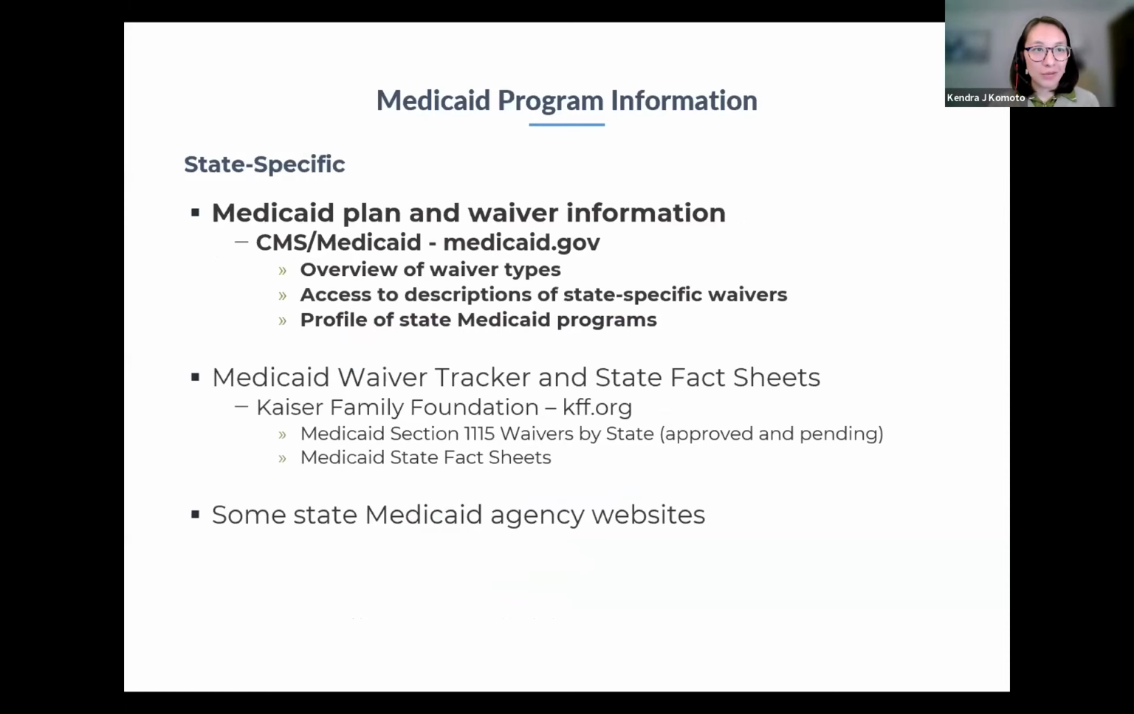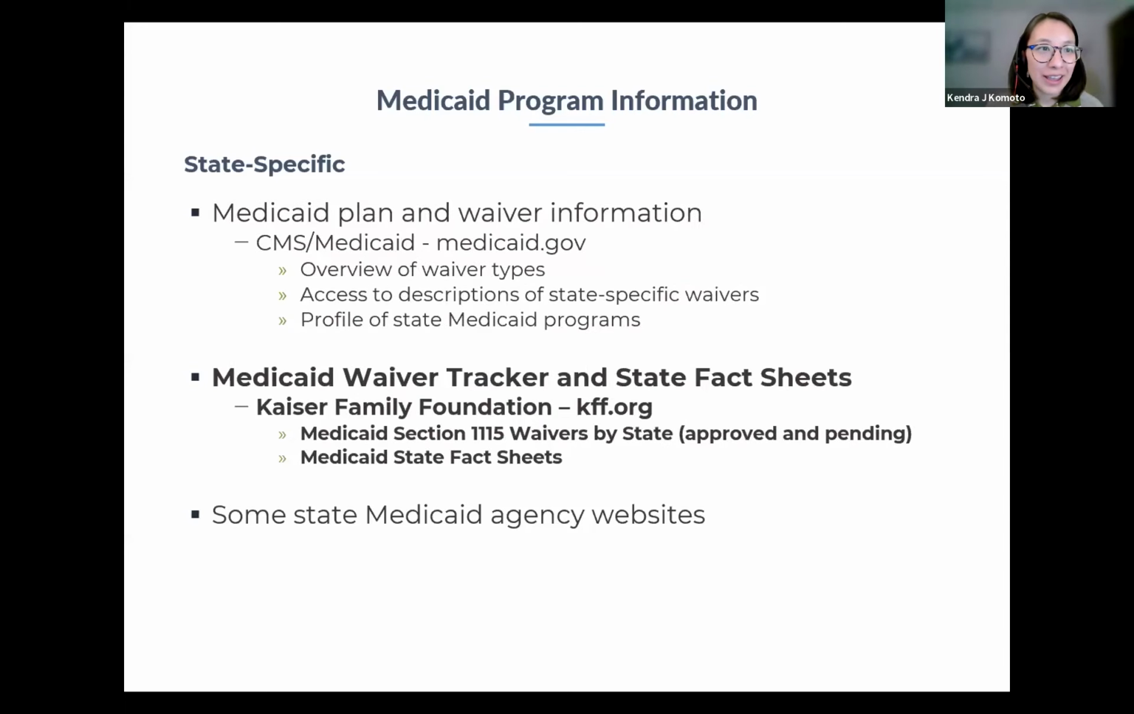Okay, so that was everything I was focused on for kind of high level program, national, federal Medicaid information. But as we've emphasized, it's really important to understand how states are administering the program. And I already talked about Medicaid.gov, but this is a place you can look to for an overview of waiver types, access to descriptions of state-specific waivers, a profile of state Medicaid programs. Again, you can pull program documents by looking at a state. So this can be a helpful resource when you're doing that kind of legwork to understand what's going on and who's included and what's included.